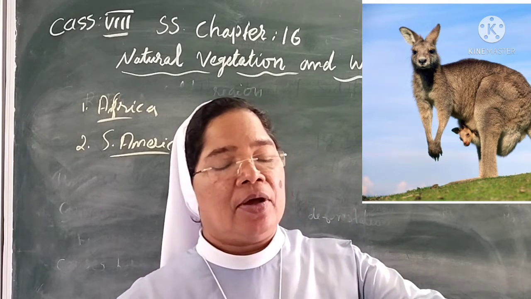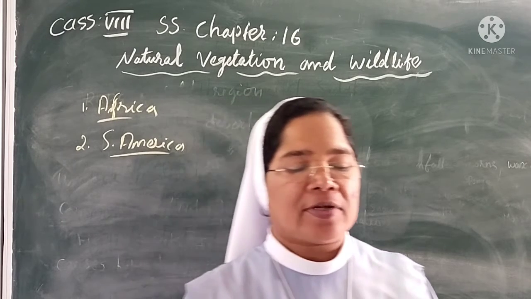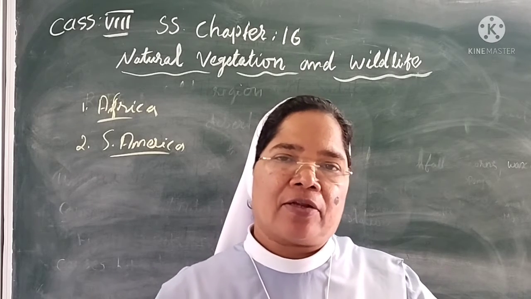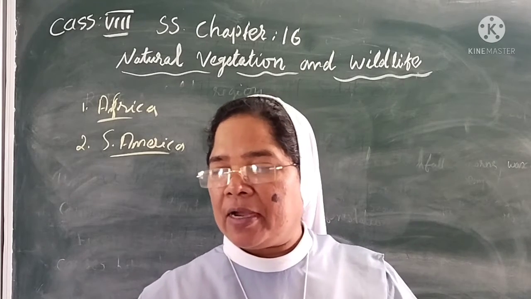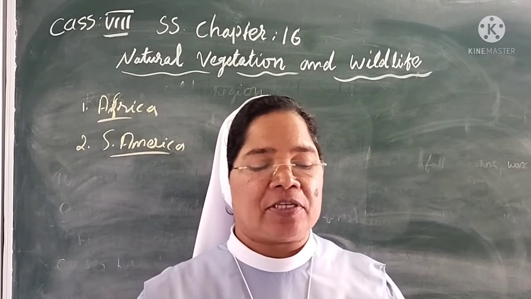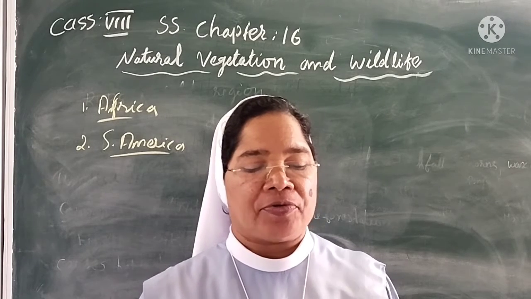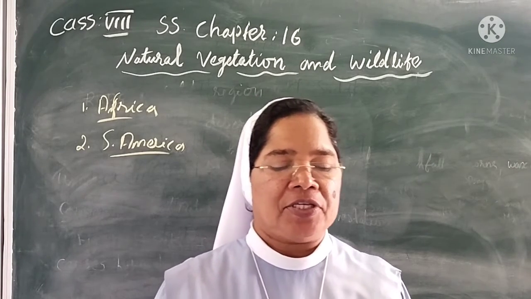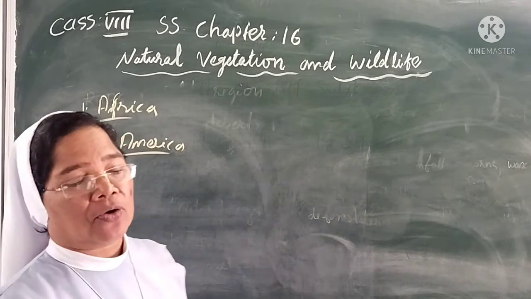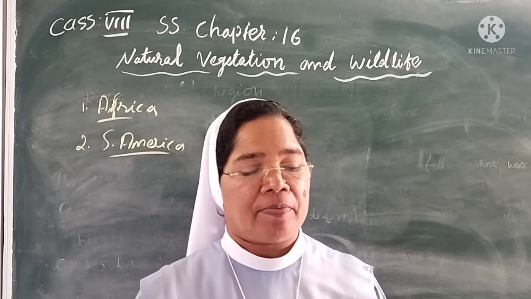Then we can see Europe. Since the forests have already been cleared in Europe, limited wildlife is found there. The main animal species found on the continent are polar bears, wild boars, wolves, and sheep. These are the animals we can see in Europe. Now we can go to North America.